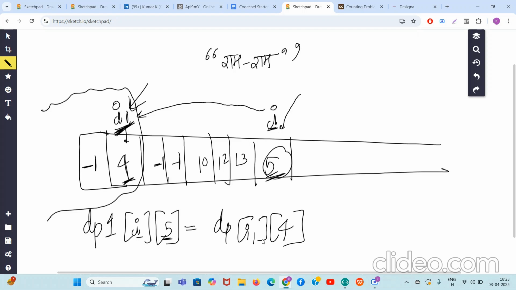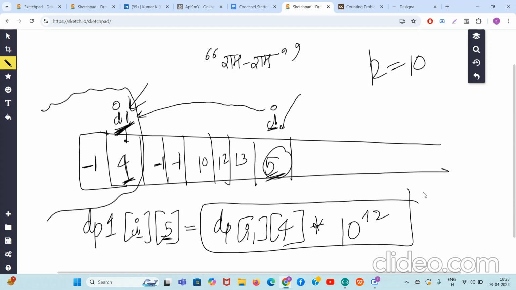But I will multiply this thing with, let's say, k equal to 10. 10 square. Why did I multiply it with 10 square? Pause the video and think about it.